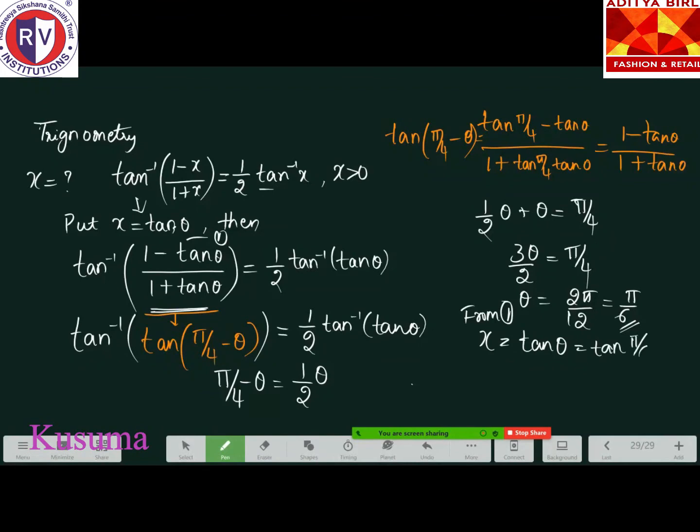So x will be equal to tan pi by 6. What is tan pi by 6? 1 by root 3. So the value of x in the given statement is 1 by root 3. Option B is 1 by root 3, so therefore the answer is option B.